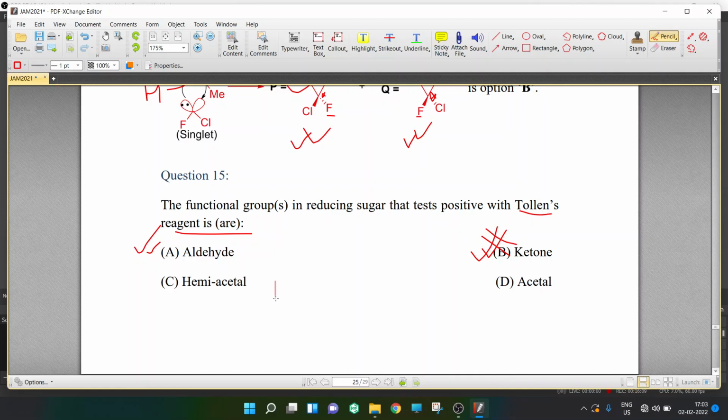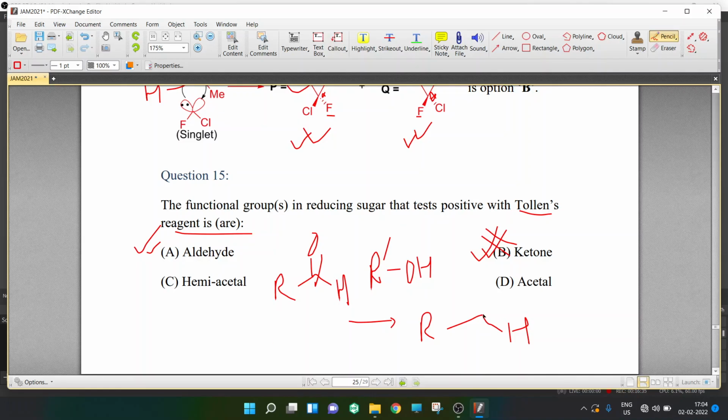Hemiacetal. I hope you know what a hemiacetal is. So a hemiacetal is formed like this. You have some aldehyde, imagine, and you are reacting with one equivalent of alcohol. Once you react with one equivalent of alcohol, you get R. This H is already there.